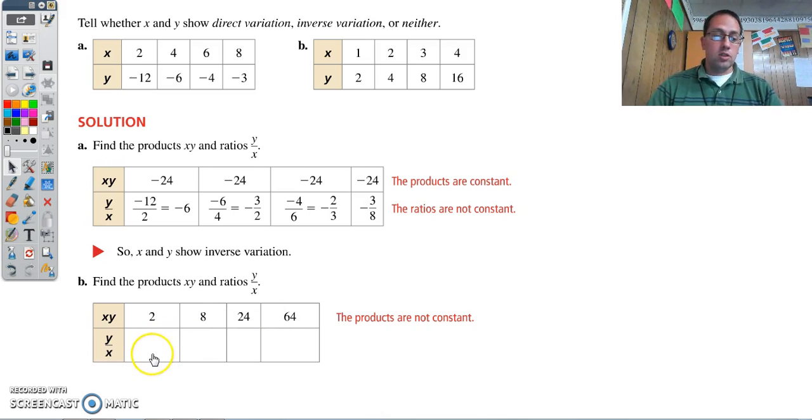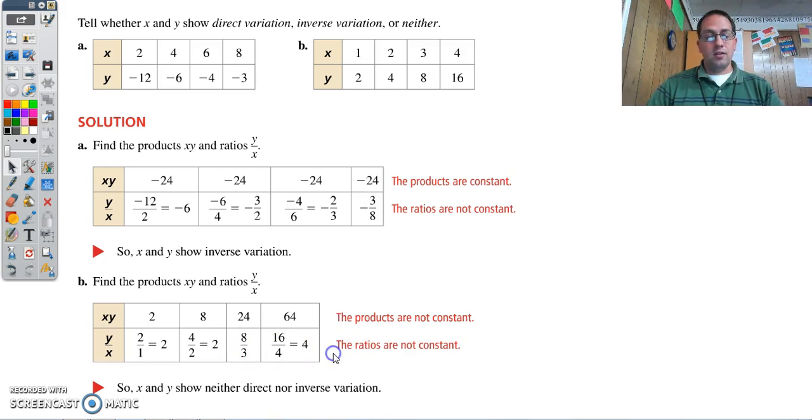So let's check for direct variation. Dividing, 2 divided by 1 is 2. 4 divided by 2 is also 2, so we're looking good. 8 divided by 3 is 8/3. And then 16 divided by 4 is 4. So again, we have no constant here, so this is not a constant ratio. This is neither direct nor inverse.